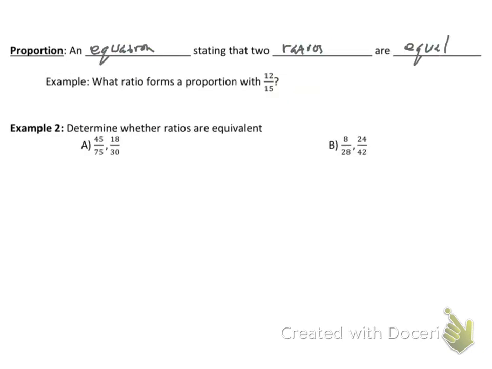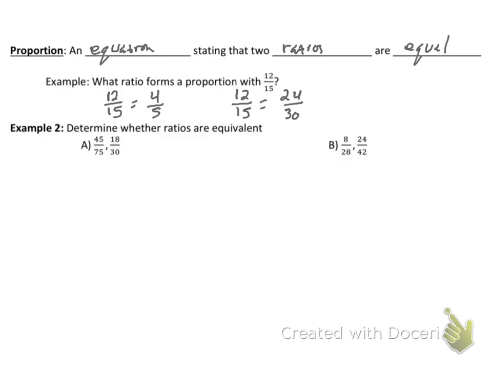So what ratio forms a proportion with 12 over 15? Well, if I simplified 12 over 15, if I simplified that fraction, then I was going to get 4 over 5. Okay, so that is one proportion that I could have. 12 over 15, if I multiplied both the top and the bottom by 2, and I got 24 over 30, that would be another example of a proportion.